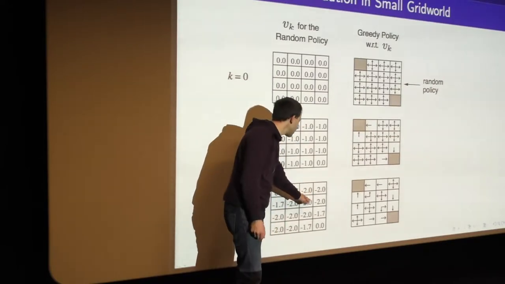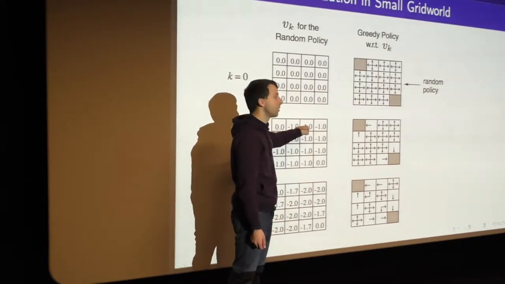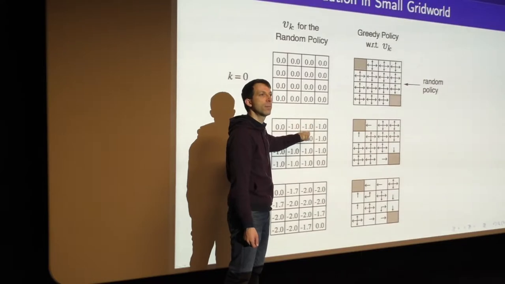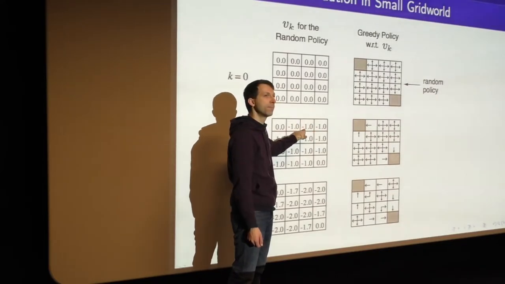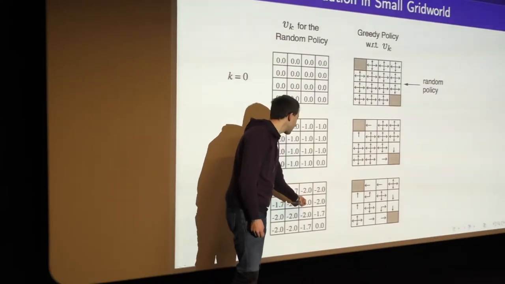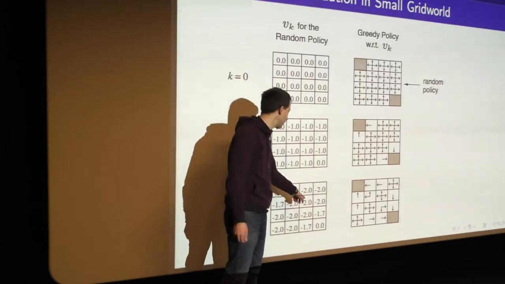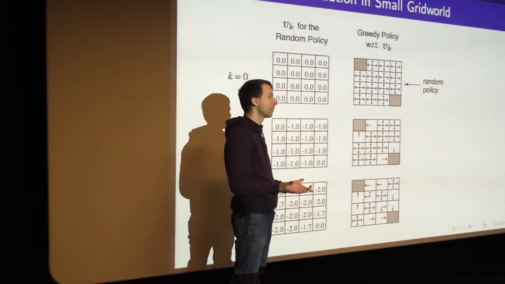So I think, at this point, the value of going north is -1 minus another 1 from my estimated value of where I ended up. Okay? So from this state, I think it's -2 because I'm going to average over this -2, this -2, this -2, and this -2, so I think the value of being here at this point is -2.